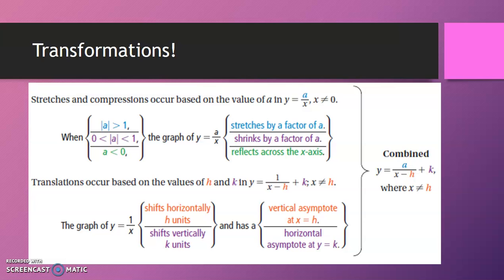And then the horizontal asymptote is going to be the y equals k. So whatever that number is that's attached at the end of the graph, that's going to be the horizontal line.